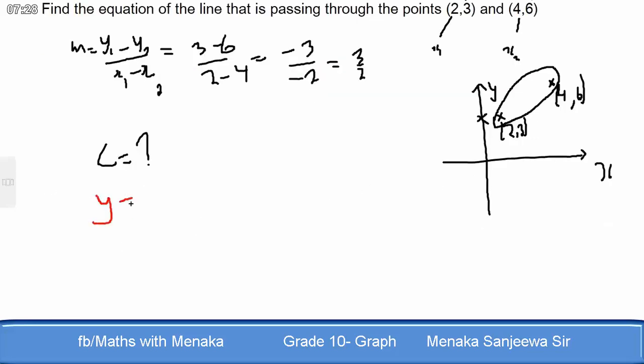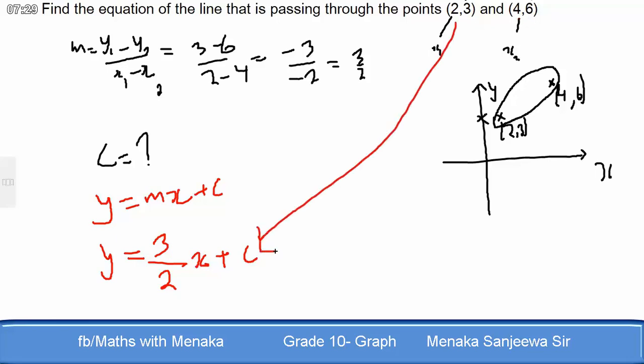So what's the general equation of the line? Y equal mx plus c. Okay, we just substitute the gradient. We have already found the gradient. Y equal 3 over 2 x. We have to find the intercept. Then what we do is we substitute any of these two points into this equation. I'll substitute 2, 3. You can substitute any of these two. I'm substituting 2, 3.